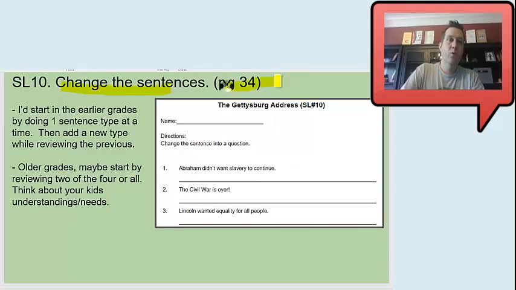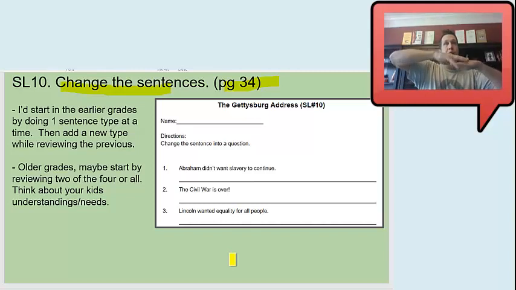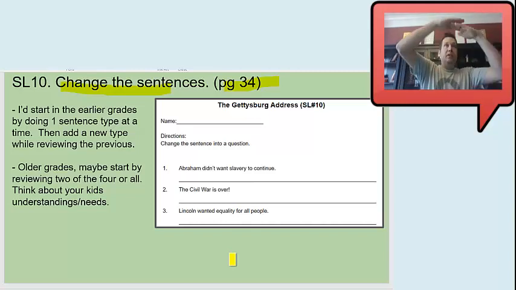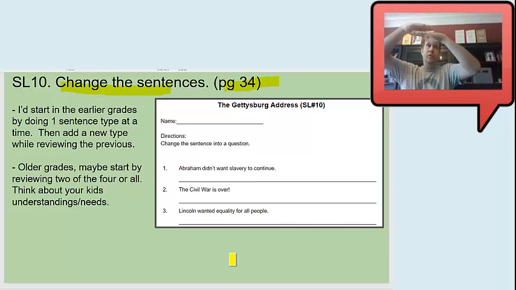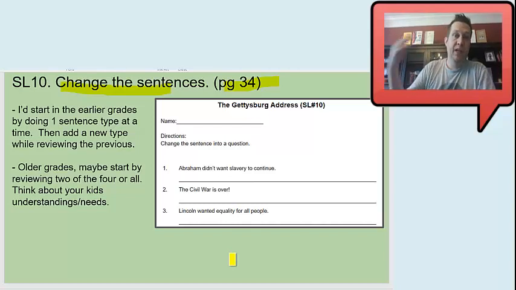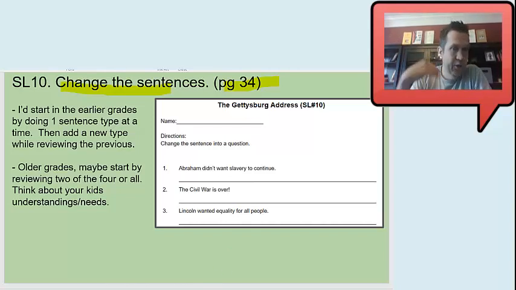This is changing the sentence, and it can be found on page 34 in your text. I'd start this in earlier grades by doing 1 sentence type at a time. I wouldn't try to mix in a bunch of them. So when you get to SL10, if you're 2nd grade or 1st grade, you're definitely not going to mix all these together. They're going to learn one of them, and once they learn that one very well, then you include the previous one that they know, and introduce a new one, and continue that as you get to all 4 of the different types. And you can add in more types of sentences as well if you'd like.